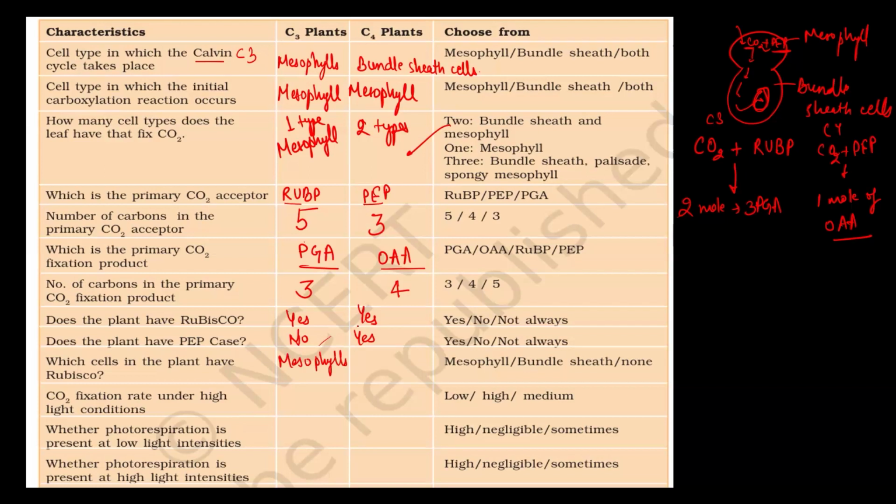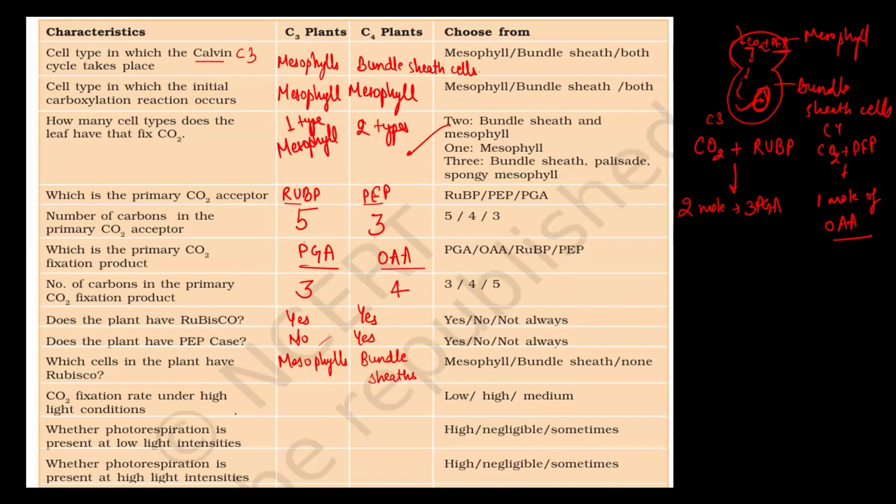But in the case of C4 plants, where is the rubisco present? If you see, the CO2 enters the mesophyll cells, but it ultimately gets converted into oxaloacetic acid, and then the carbon dioxide enters the chloroplast of the bundle sheath, right? And this chloroplast has rubisco. So in the case of C4 plants, the rubisco is in bundle sheath cells. In C4 plants, the mesophyll cells have PEPcase and bundle sheath cells have rubisco.